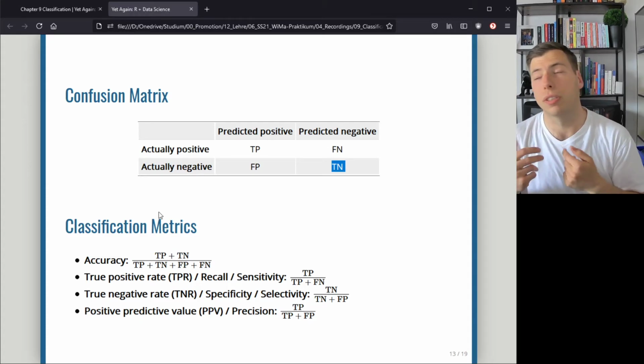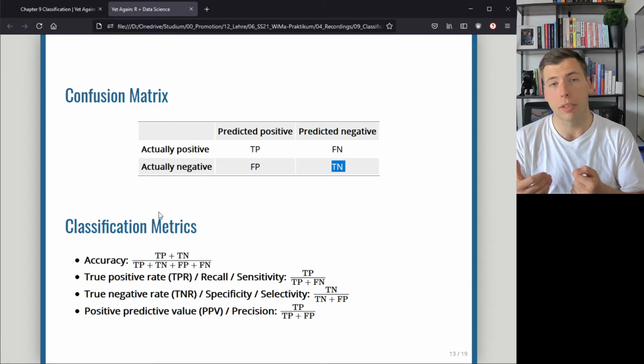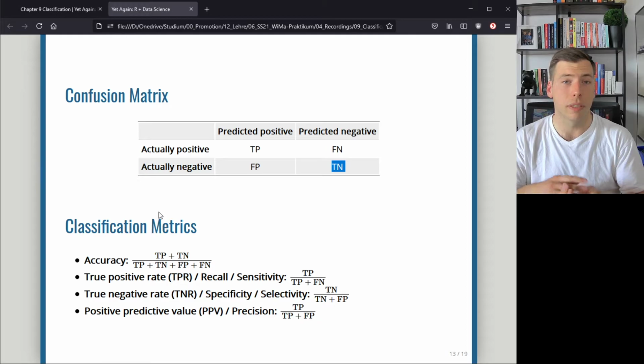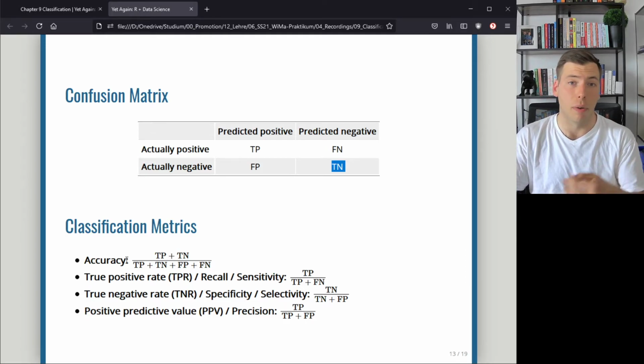To make it more applied, you could think of trying to diagnose a disease with a medical test. Then you could think of positive as a person having that disease, and a positive test says a person has that disease. And with that you could interpret the accuracy as the fraction of correct test results, so positive for people with the disease and negative for people without the disease.